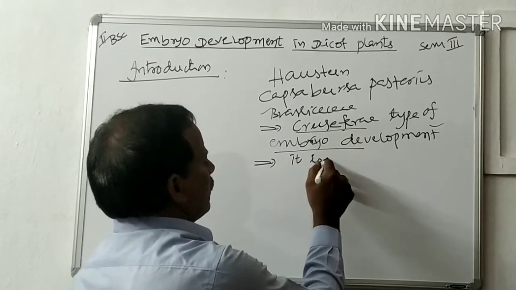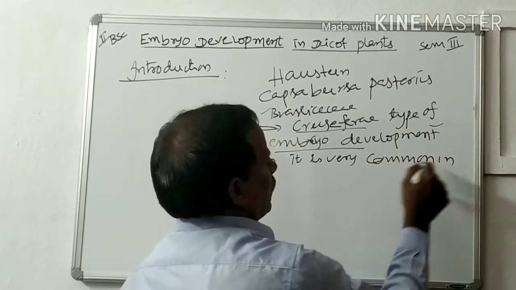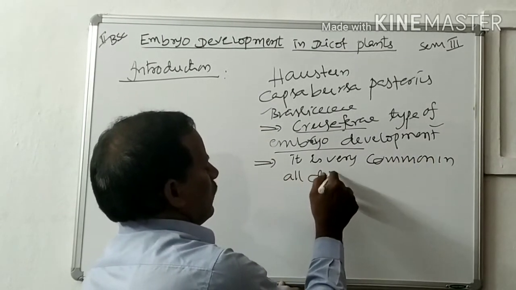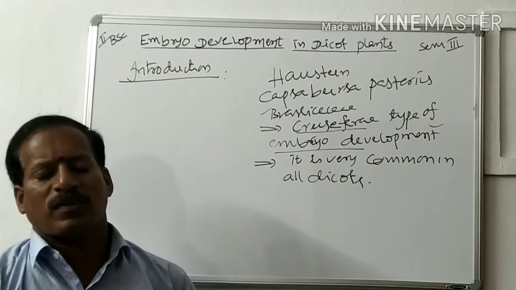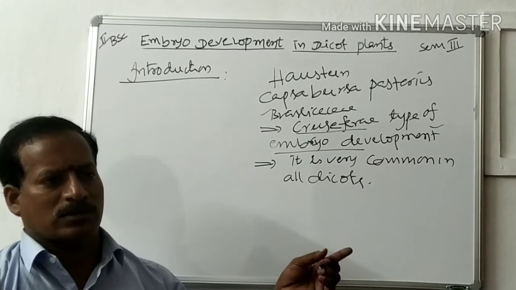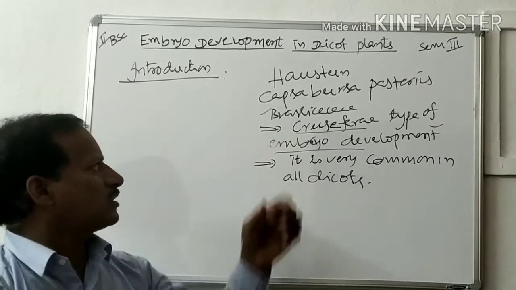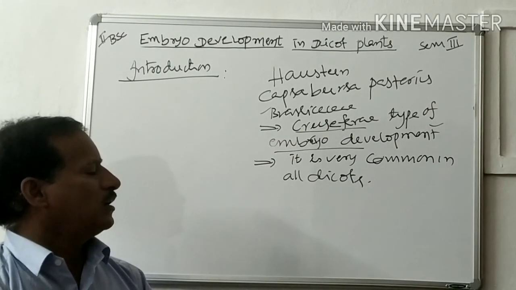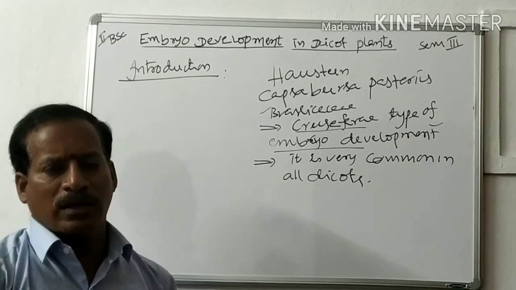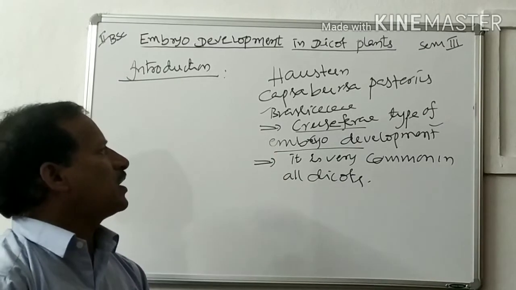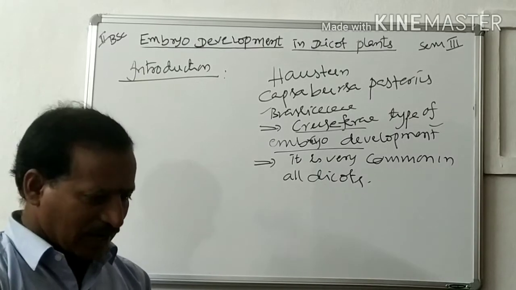Okay, so this is considered a model for the embryo development of dicots. So this is Capsella bursa-pastoris. Now we have to discuss in detail how the embryo develops in Capsella bursa-pastoris. This was discovered by Ornstein, right?